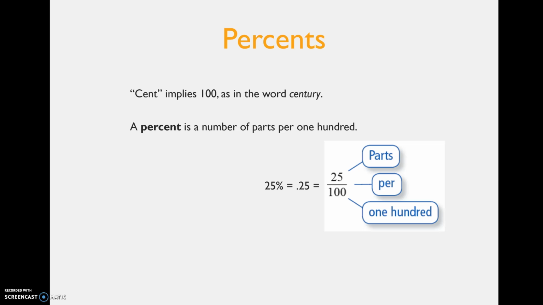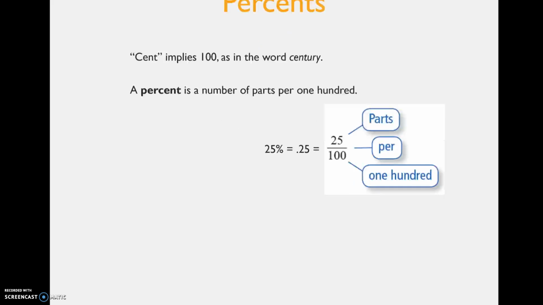I honestly had never thought of this before, but percent: per means like out of, and cent means 100, like in century. So percent literally means out of 100. So if you have 25%, it means 25 per 100, 25 out of 100. I just never really thought of that.